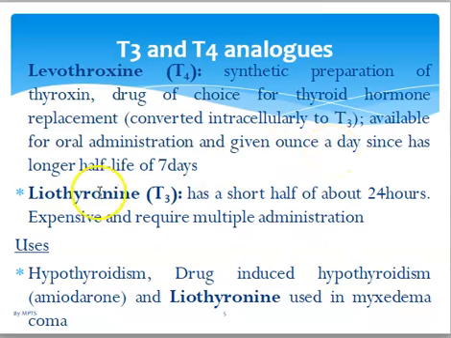Now, the liothyronine, this is a T3. This one has a shorter half-life of around 24 hours. But now, the problem with this one is that it has to be given in multiple administrations, multiple doses, because it has a shorter half-life. And it is expensive. Now, all these ones are used in hormonal replacement, in hypothyroidism, also drug-induced hypothyroidism, as with amiodarone, and the liothyronine is used in myxedema coma. I hope you are aware of this myxedema coma. In case you are not aware, you can later go on and search what is myxedema coma.